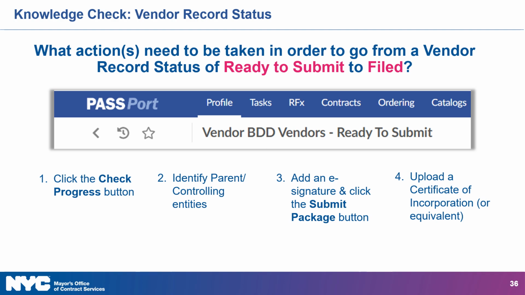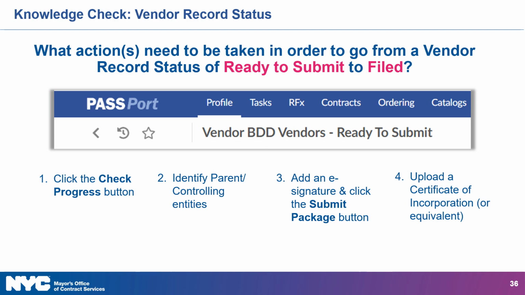The first option, do you need to just click the Check Progress button? Number two, do you need to identify parent or controlling entities? Number three, add an e-signature and complete and click the Submit Package button. Or number four, upload a certificate of incorporation or equivalent document.